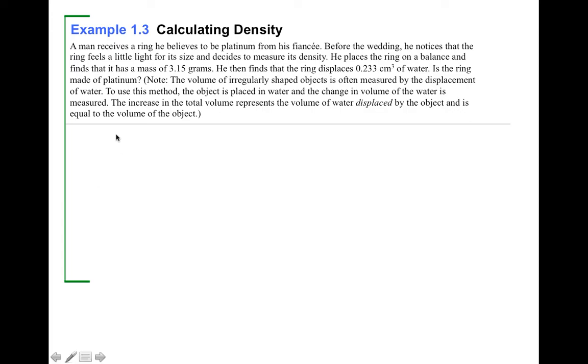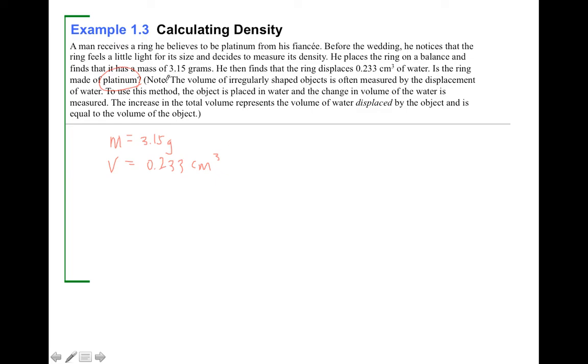Mass 3.15 grams. He then finds that the ring displaces 0.233 cubic centimeters of water. In other words, it makes a volume of 0.233 cubic centimeters of water. Is the ring made of platinum? Aha, there's the question right there.